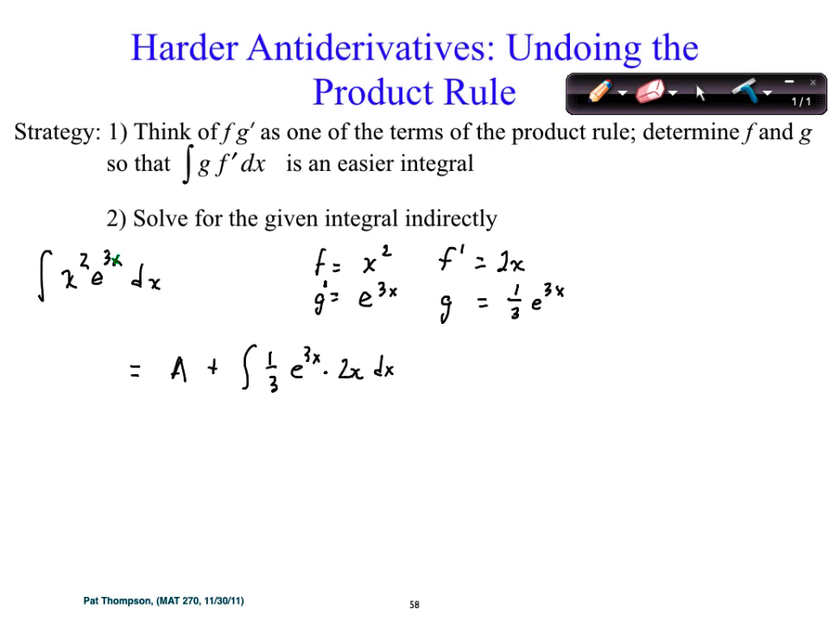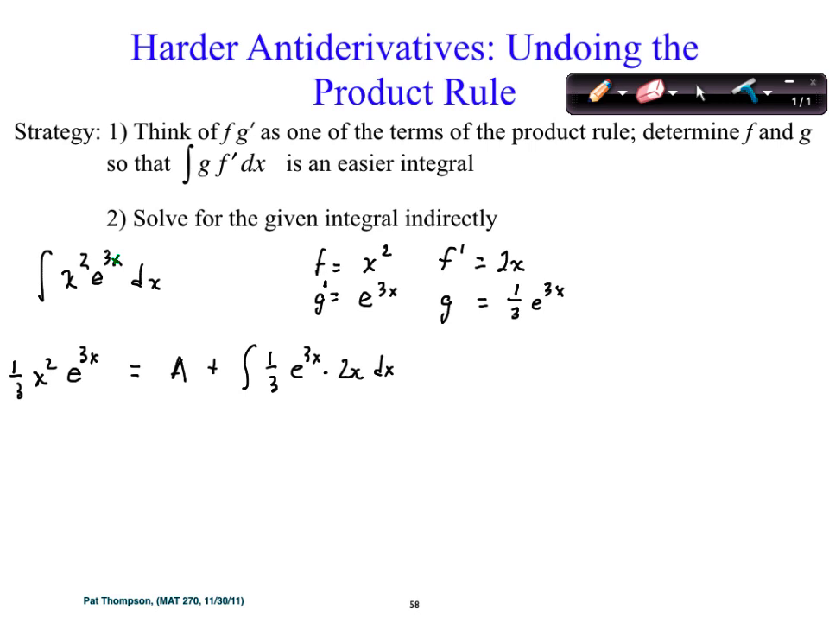And that equals f times g. So that'd be 1/3 x squared e to the 3x. Okay, so we look at this. Is this doable? Is it easier? Well, kinda, right? So the x squared became x to the first.